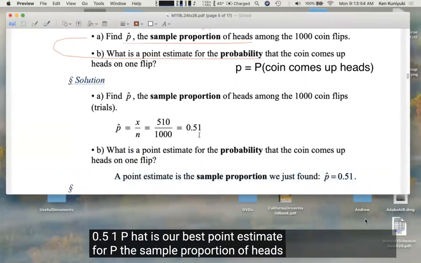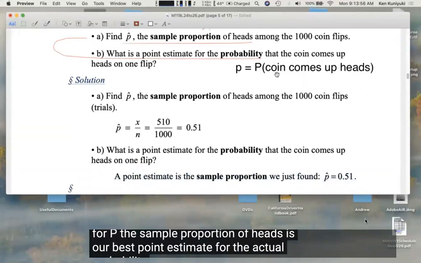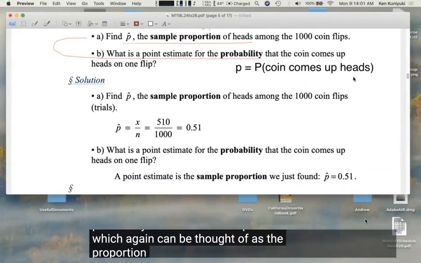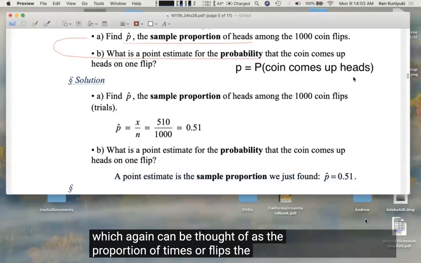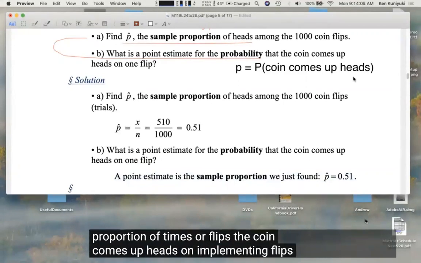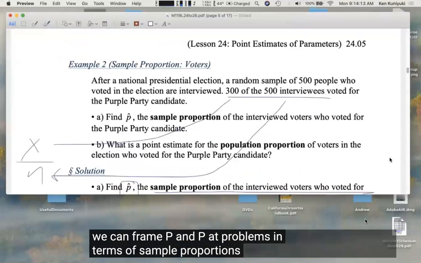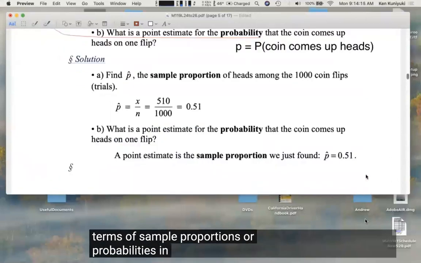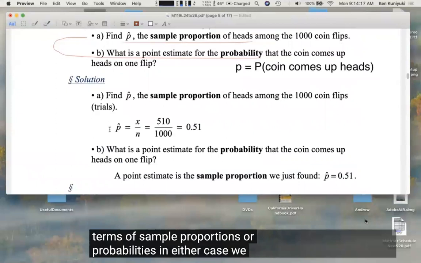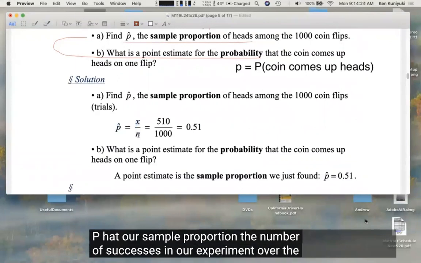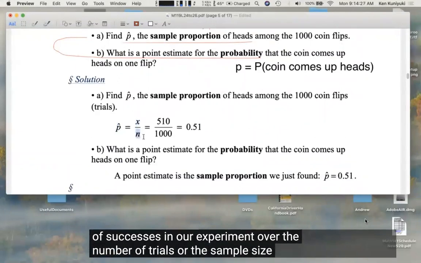This sample proportion of heads is our best point estimate for the actual probability the coin comes up heads, which again can be thought of as the proportion of times or flips the coin comes up heads on infinitely many flips. So we can frame P and P hat problems in terms of sample proportions or probabilities. In either case, we take as P hat our sample proportion, the number of successes in our experiment over the number of trials, or the sample size in our experiment.